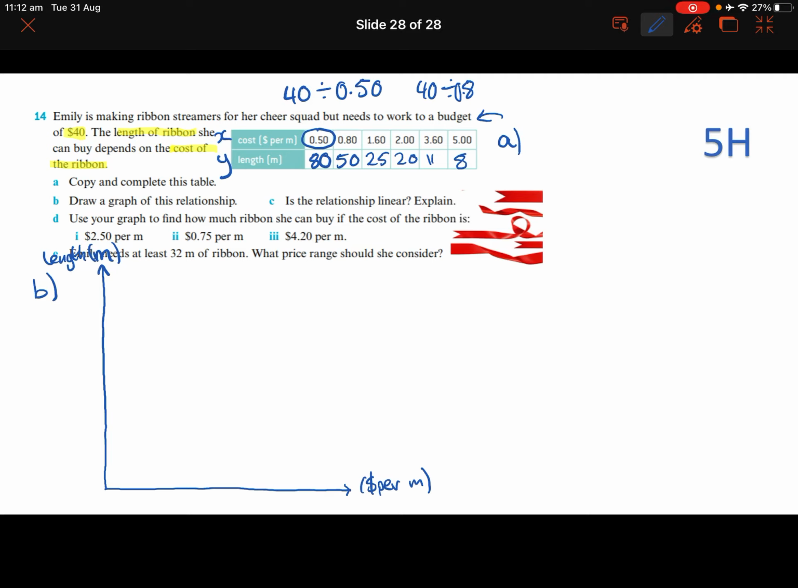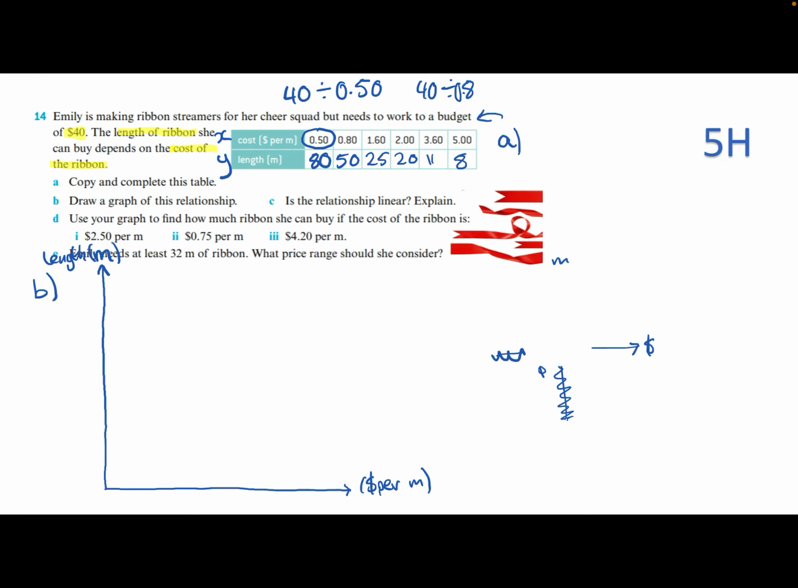Quick little thing here. Why haven't I done axes like this? The reason being that we don't have negative dollars. Emily only has a budget of $40, so we're not going to go more than that, so we don't need the negative of this. And it's impossible to have negative 5 meters of ribbon, so we don't need the negative part here. That's why I've done that. Just a little heads up for you all.